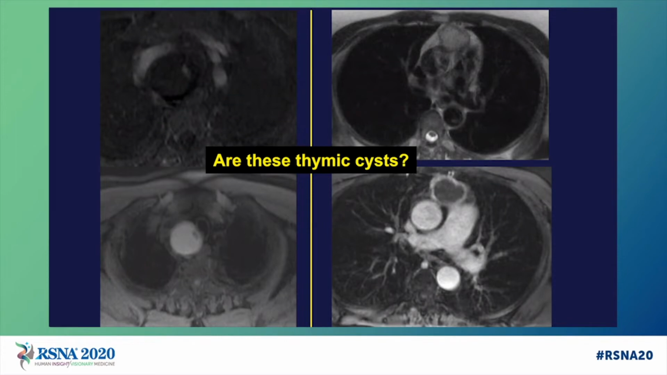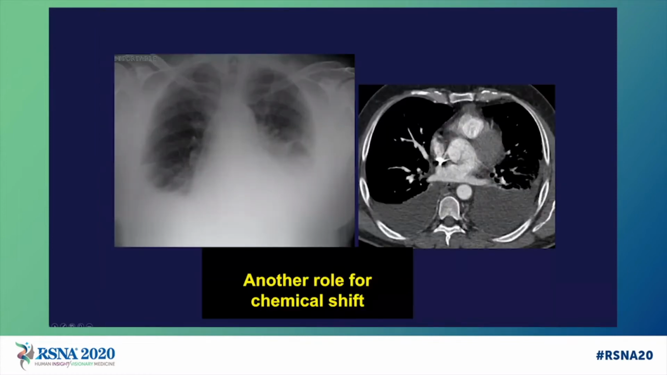This lesion in the anterior mediastinum had some rim enhancement, which would also be very atypical for a thymic cyst. And in this case, this ended up being a cystic thymoma. So it's useful to keep in mind that if there's enhancement, it's very unlikely to be a classic thymic cyst.